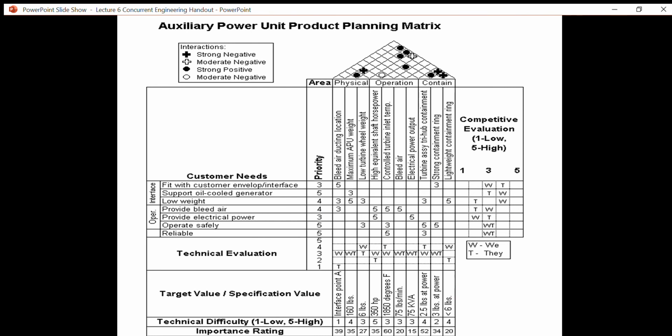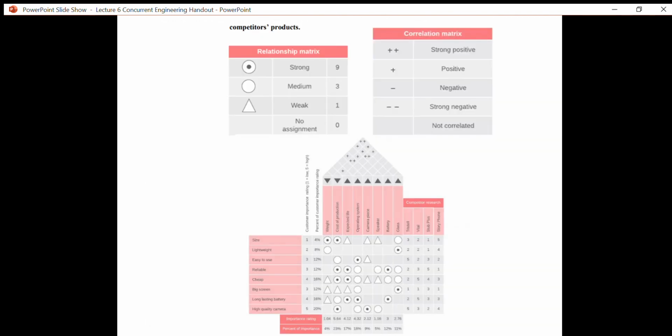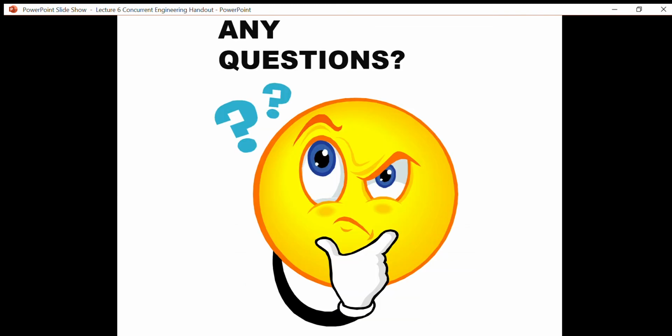This is a normal product planning matrix for the auxiliary power unit. We already discussed this in the previous class and tutorial, so I will not explain it anymore. So this is the example.